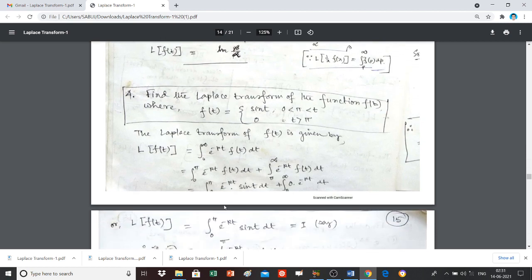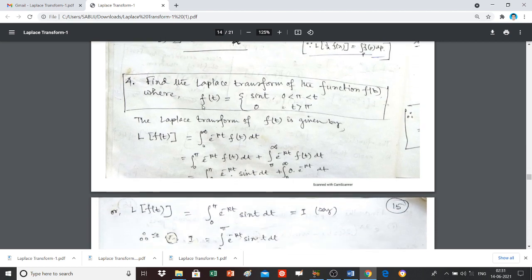Now another one is there, find the Laplace transform of the function f(t), which is defined as f(t) equal to sin t for 0 less than t less than pi, and 0 when t greater than pi. So here the function f(t) is defined in this way. For the function f(t), the Laplace transform is defined as L of f(t) equal to integral 0 to infinity e to the minus pt f(t) dt, and this can be written as integral 0 to pi e to the minus pt f(t) dt, plus integral pi to infinity e to the minus pt f(t) dt. You can divide these limits in this way.